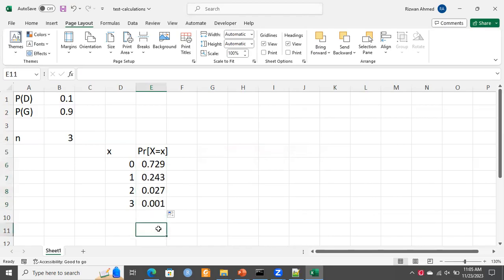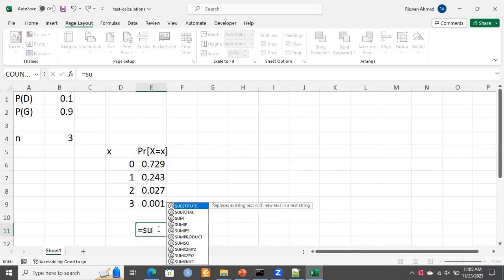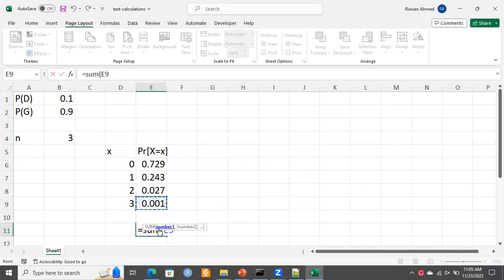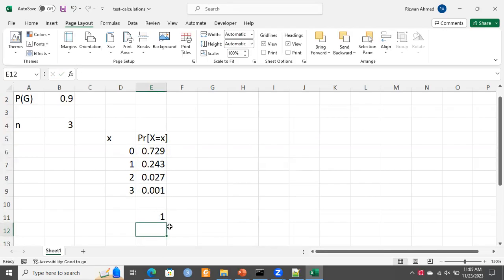So now I can repeat the same set of calculations for the other events. And now I can verify all the numbers are less than 1, but the total probability is 1. So I can test that. Do the summation for all the probabilities. So it's 1. It means the calculations are correct, right?